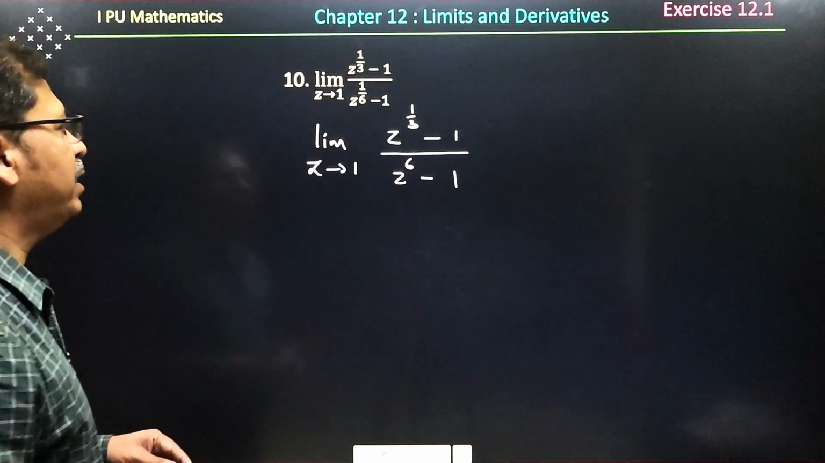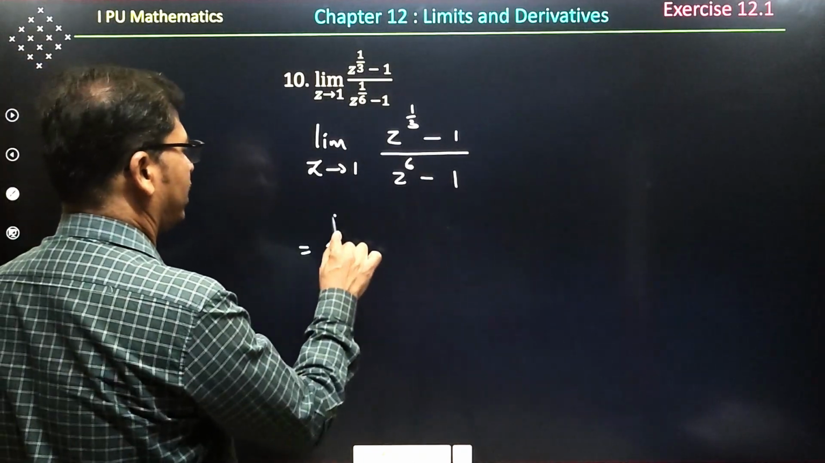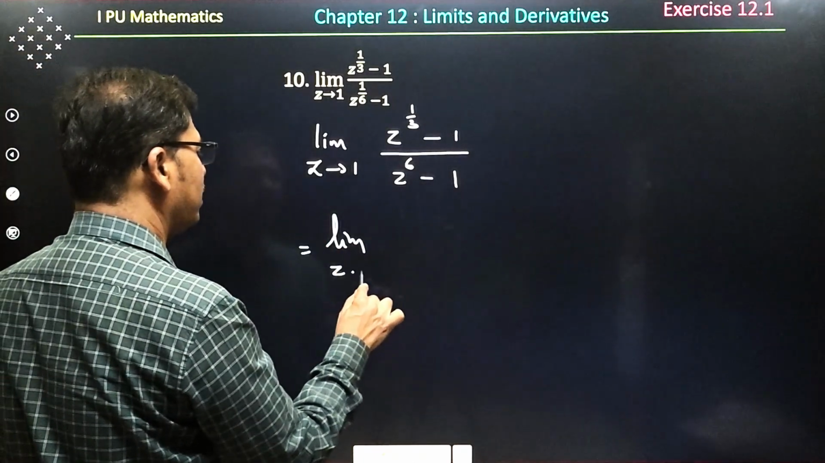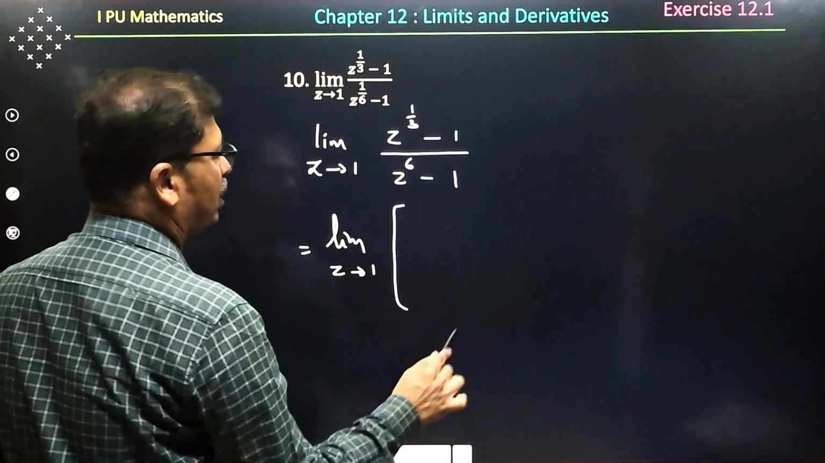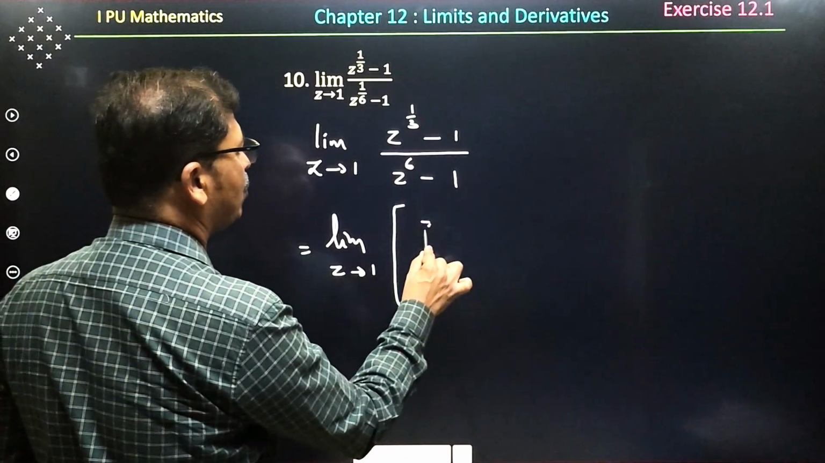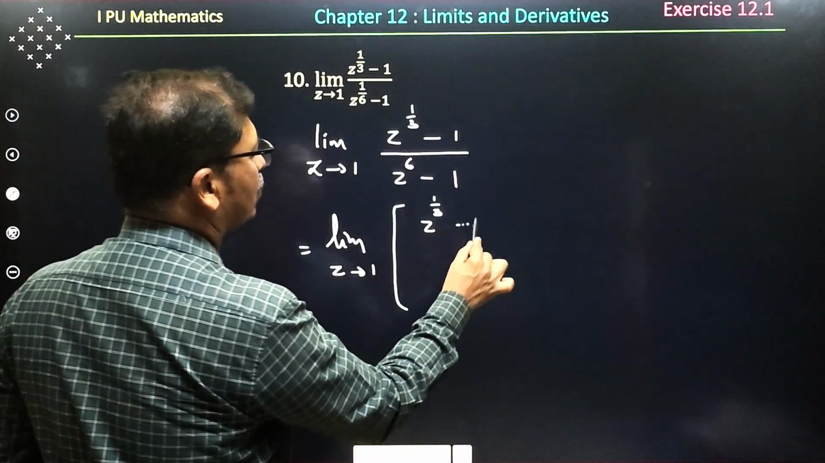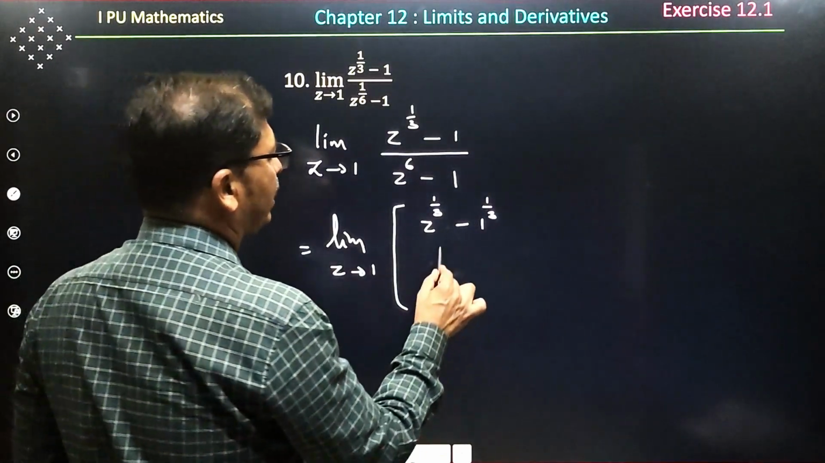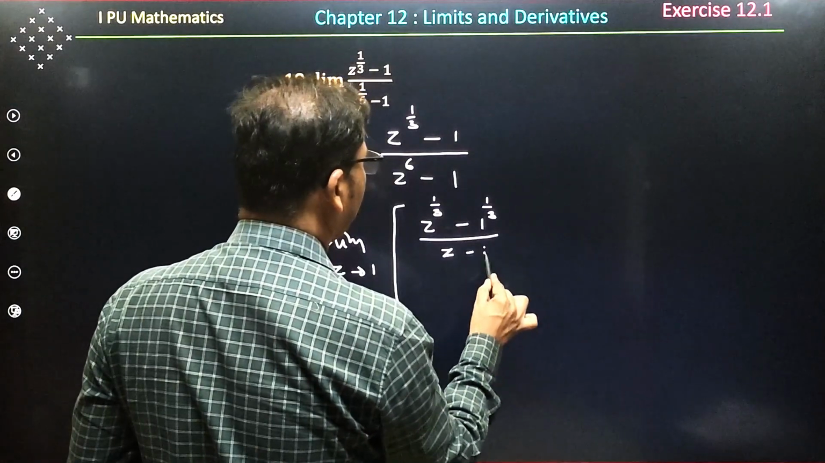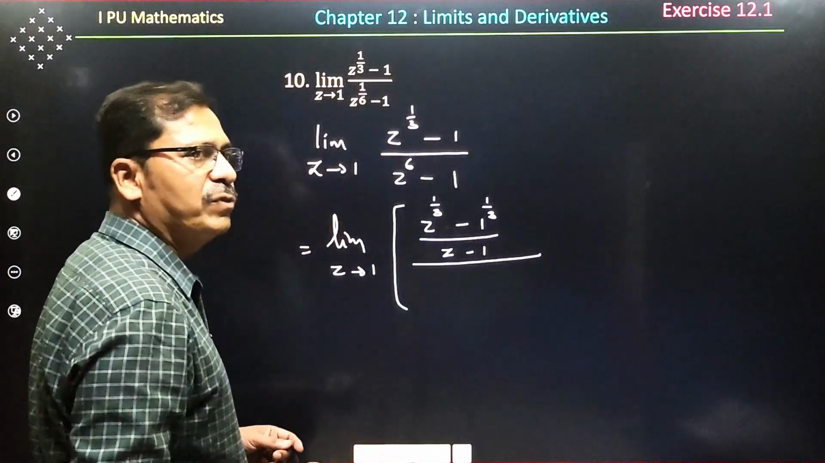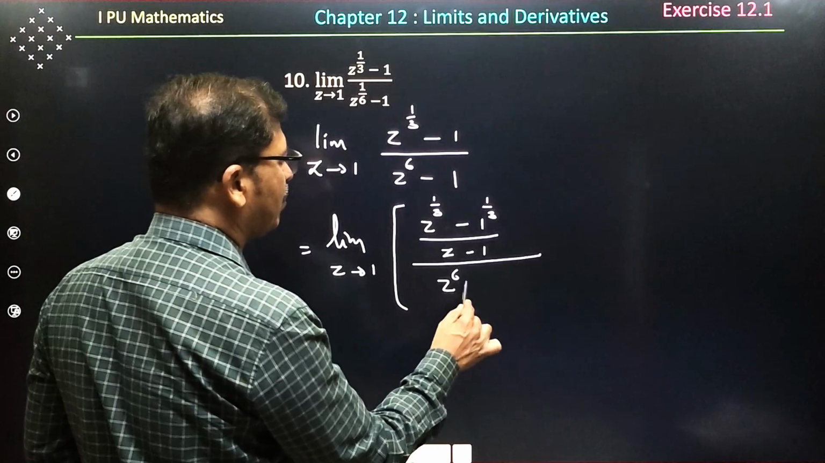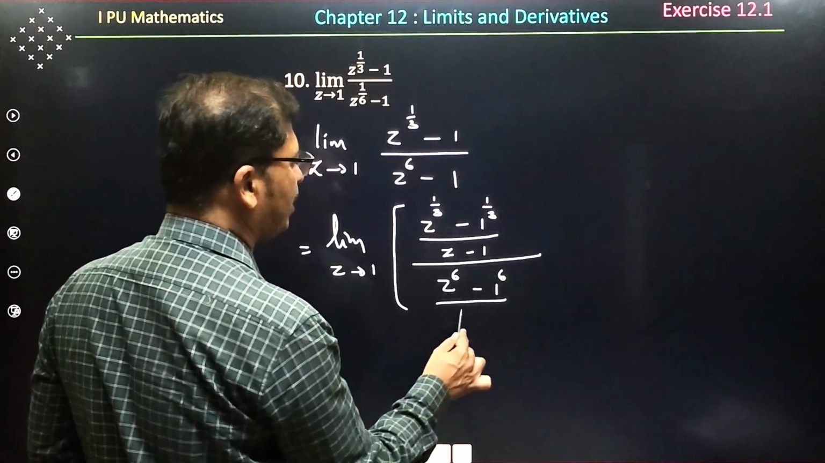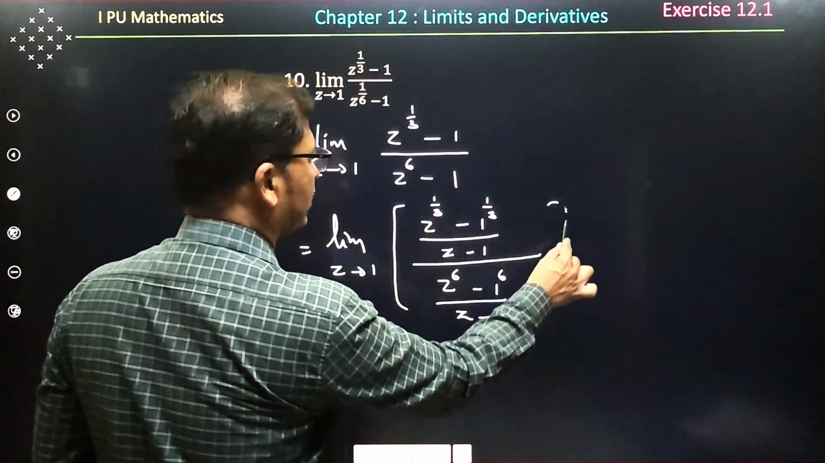Concentrate carefully, try to understand the fundamentals here. Limit z tends to 1. I would like to rearrange the terms in this manner. Z to the power 1 by 3 is there, 1 to the power 1 by 3 I can write. Divided by z minus 1, extra I would like to take. Whole divided by z to the power 6 minus 1 to the power 6 I would like to write, and then z minus 1 extra I would like to take.